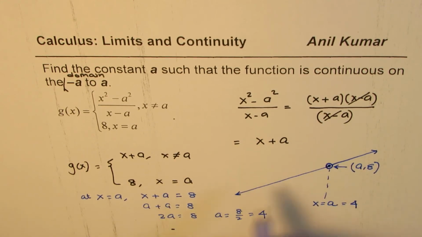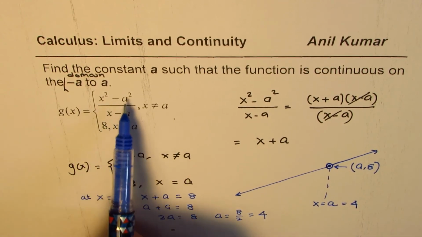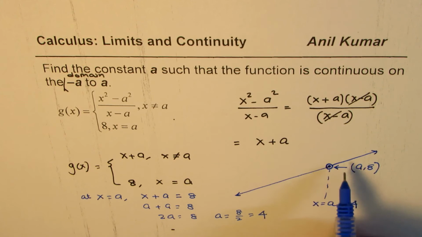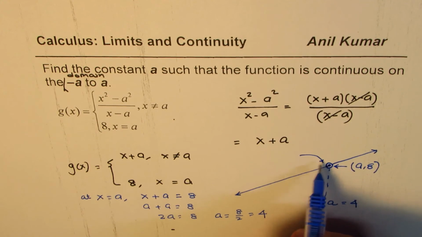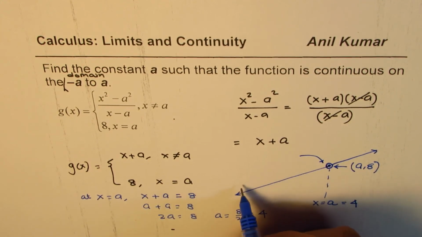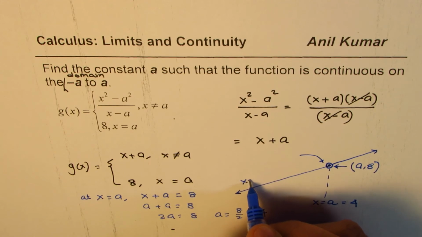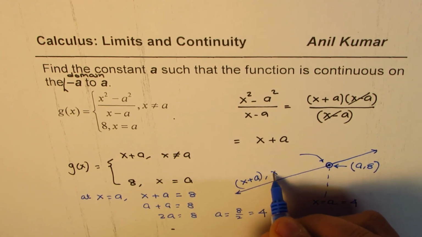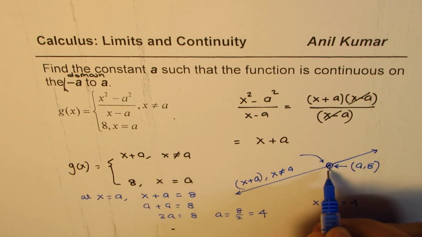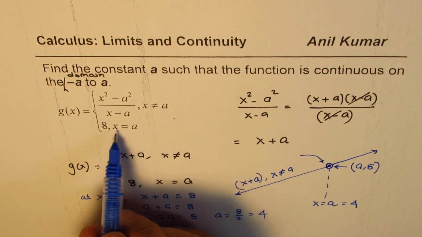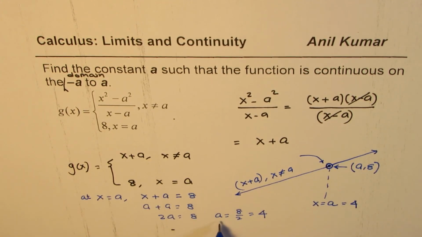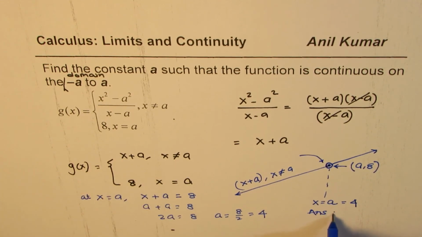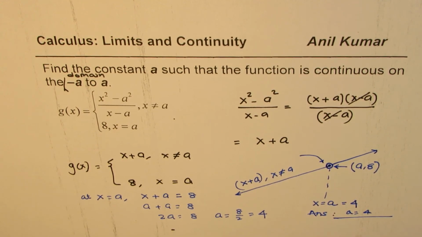Anyway, I hope you understand the concept. One of the pieces is a straight line with a hole, and this hole should be plugged in by the other piece to make it continuous, right? So that is how the hole has to be plugged in. So this is your function, which basically is x plus a, where x is not equal to a, with a hole. And if you plug this in with this part, x equals a is 8, we make it continuous. And for that, a should be equal to 4 as we just calculated. So we get our answer that a equals 4. So that is how it should be done.